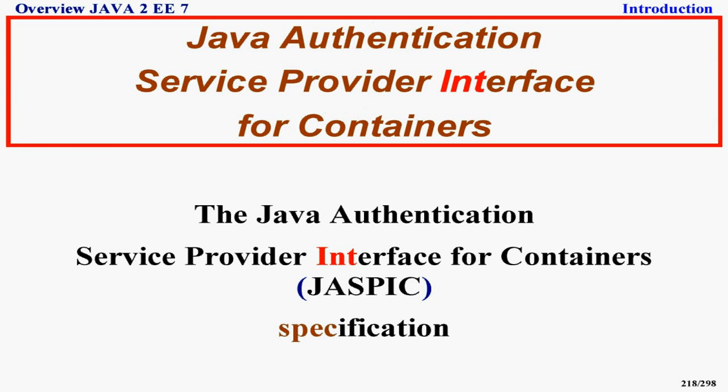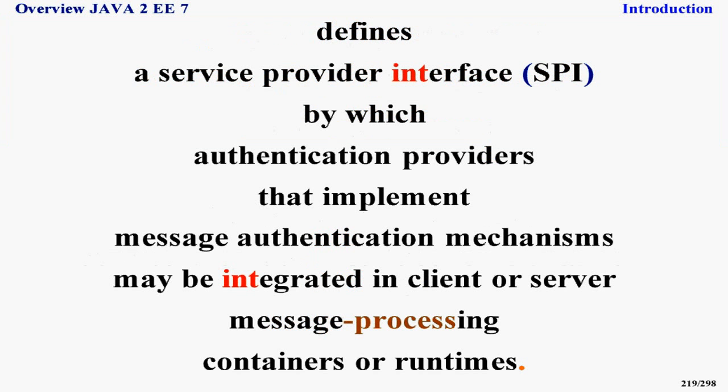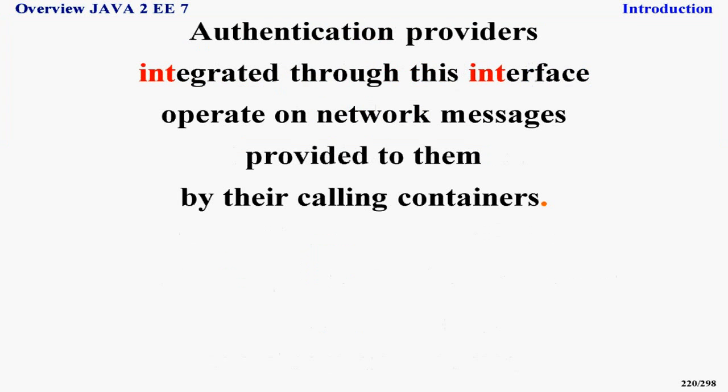Java Authentication Service Provider Interface for Containers. The Java Authentication Service Provider Interface for Containers, JASPIC, specification defines a service provider interface, SPI, by which authentication providers that implement message authentication mechanisms may be integrated in client or server message processing containers or runtimes. Authentication providers integrated through this interface operate on network messages provided to them by their calling containers.